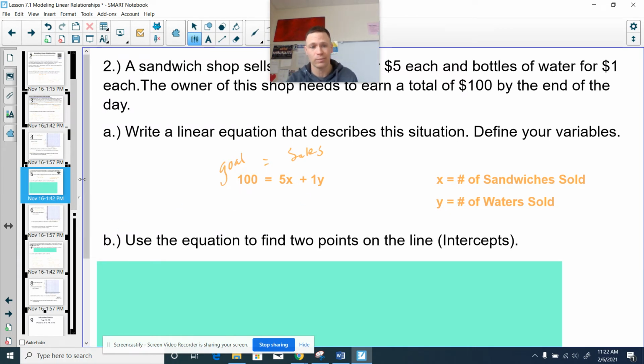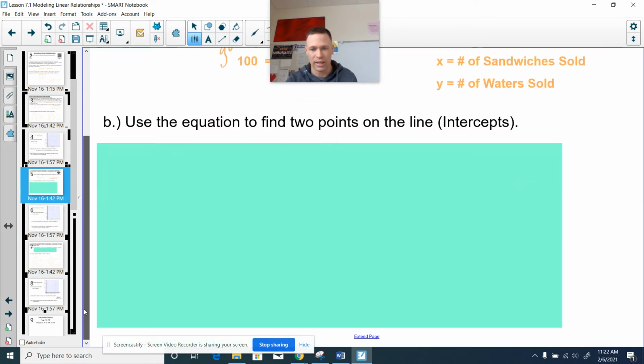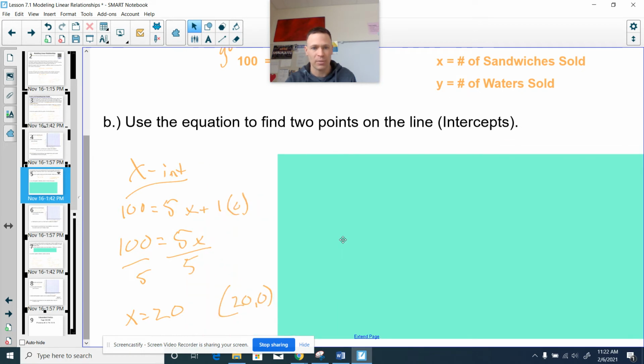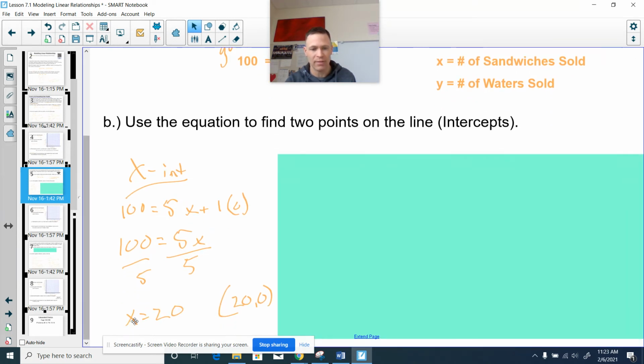So here's our equation. Now, I already have the work out for the x and y intercept here because it's something, again, from first semester, but I'm going to show it to you. For the x-intercept, I'm substituting in 0 for y into that equation. So 0 is going in for y right here. 1 times 0 is 0. I'm left with 5x is equal to 100. I'm dividing both sides by 5, and I get x equals 20.